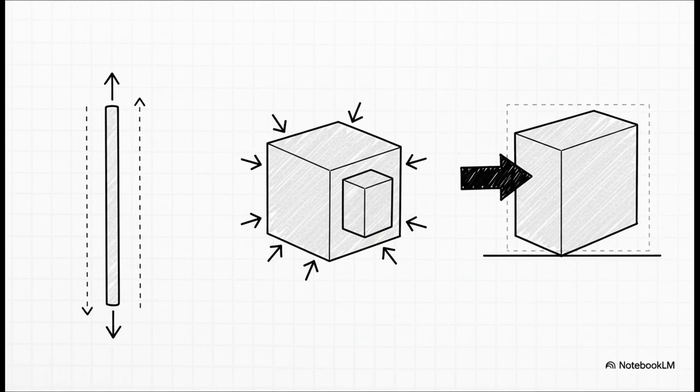First up is Young's modulus, which we call Y. This is your go-to for changes in length. It's the stretchiness modulus. Next is the bulk modulus, or B. This one is all about resistance to changes in volume. Think of it as the squishiness modulus. And finally, we have the shear modulus, eta, which measures resistance to a change in shape. That's your twistiness modulus. And notice the pattern? Each one is just a specific type of stress divided by its matching strain.